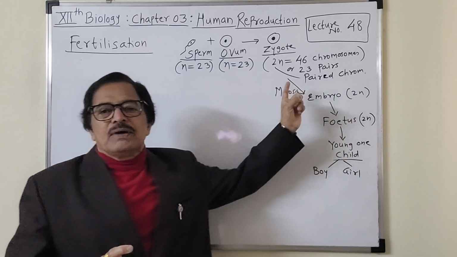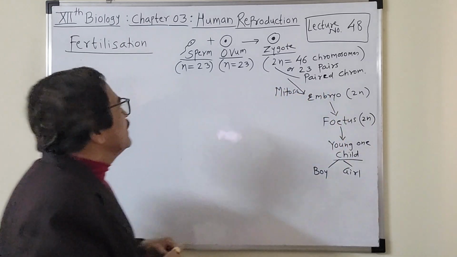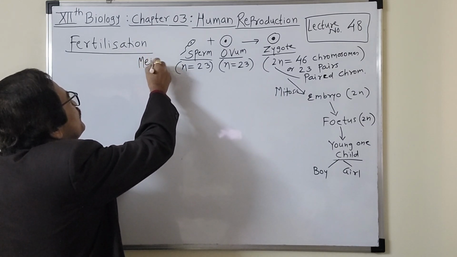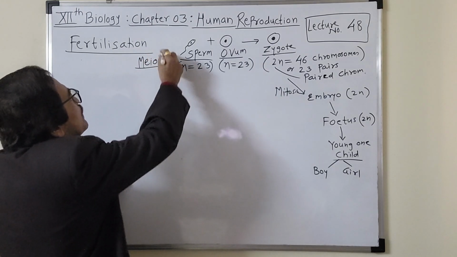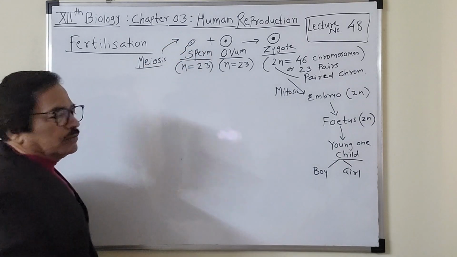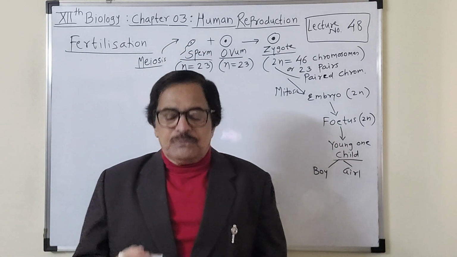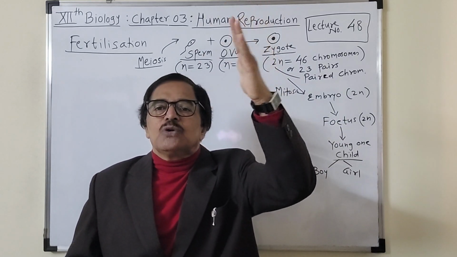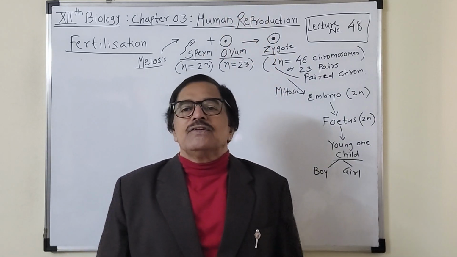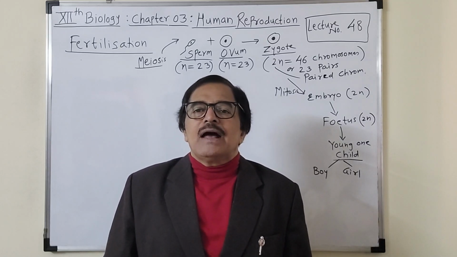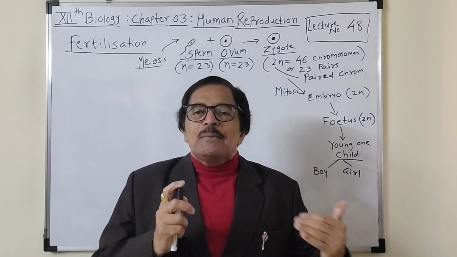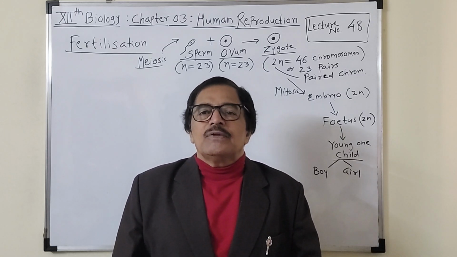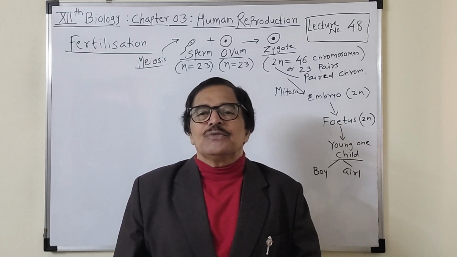So do you have this sequence in mind? How were the haploid gametes formed? Haploid gametes were formed by meiosis division of the gamete mother cells. In meiosis, the number of chromosomes becomes half. So when the diploid gamete mother cells undergo meiosis, they produce the haploid gametes. And by fusion of the haploid gametes, again the diploid number is restored. That is one of the significances of the fertilization process.